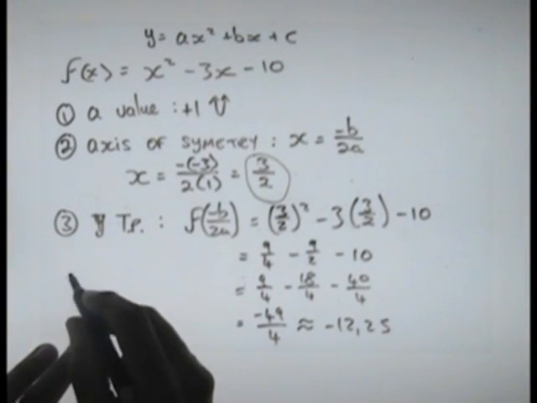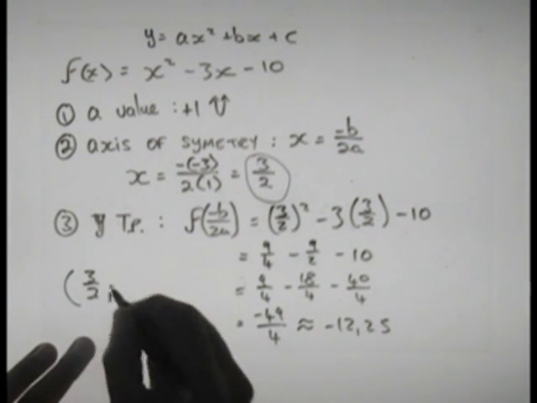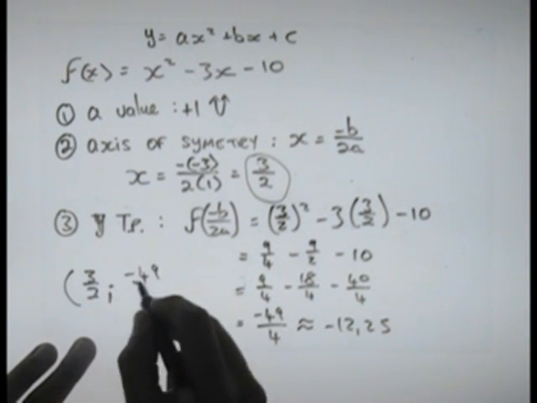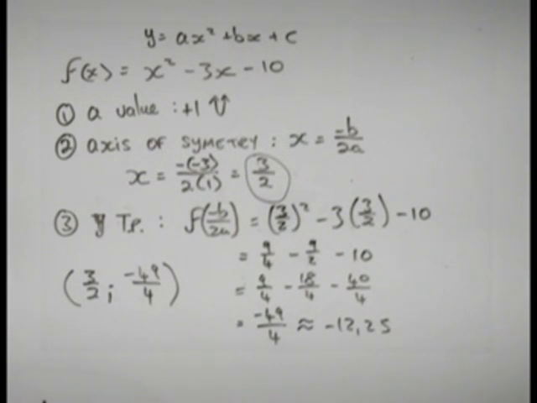That means that my turning point's coordinates are an x value of positive 3 over 2 and a y value of negative 49 over 4 or negative 12.25.